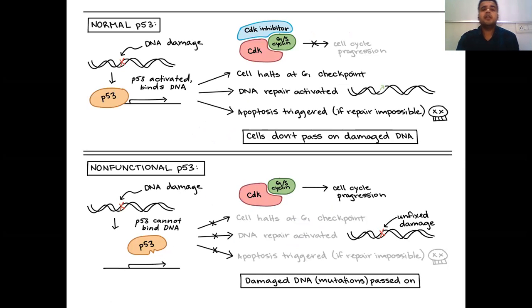Now, if we talk about normal P53, as you can see, normal P53 is there. It binds to the DNA, so the cell holds at the G1 checkpoint. Why? Because it plays a role with the G1/S cyclins and cyclin-dependent kinases, which are the regulatory proteins at the checkpoints. So DNA repair gets activated. If it cannot be repaired, it is irreparable, and in that case apoptosis is triggered. So the cell cannot pass on the damage, and cancer cannot happen. So this happens in normal conditions.